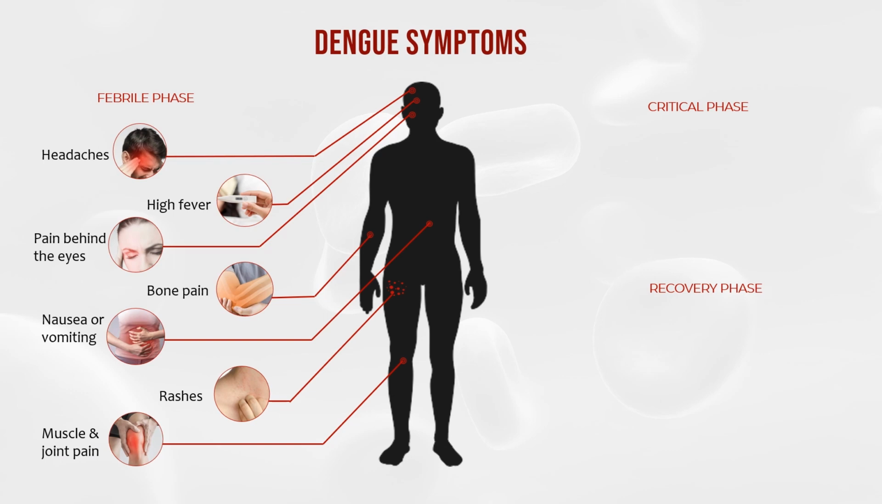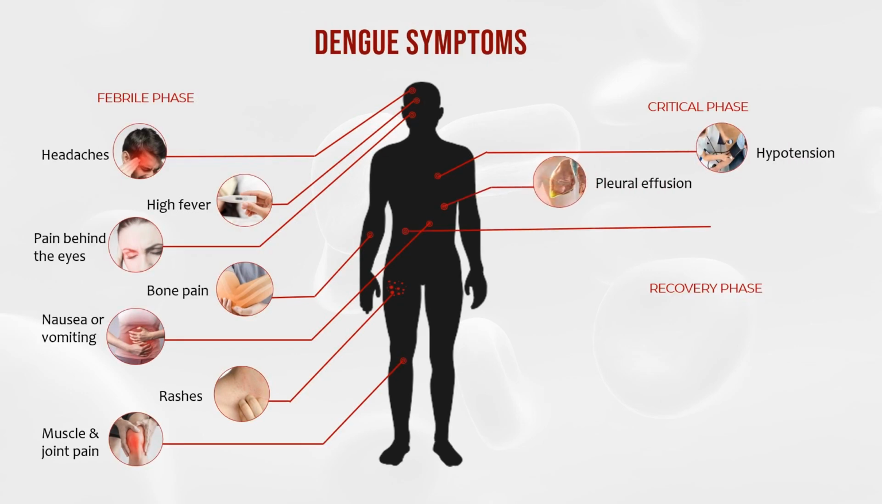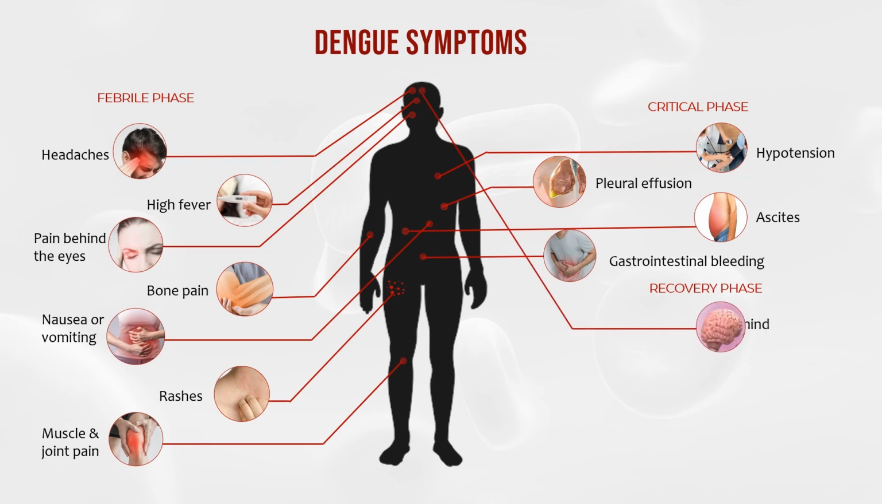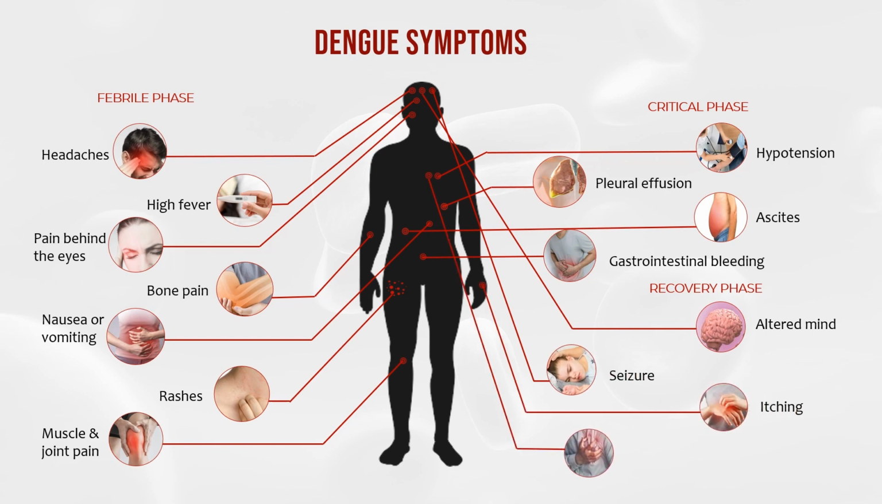In the critical phase, the person develops more severe symptoms, including hypotension or low blood pressure, pleural effusion, ascites or the accumulation of fluid in the peritoneal cavity, and gastrointestinal bleeding. The next is the recovery phase. In this phase, the person can experience the following symptoms: altered mind, seizures, itching, and slow heartbeat.